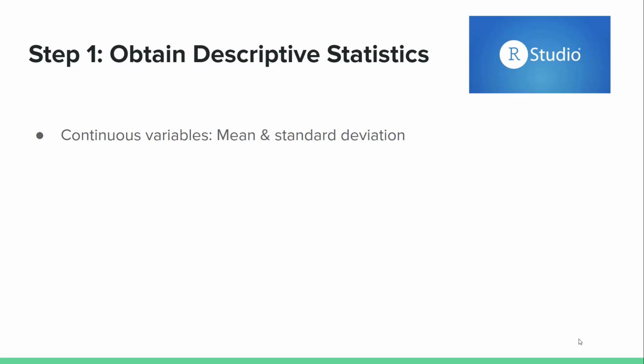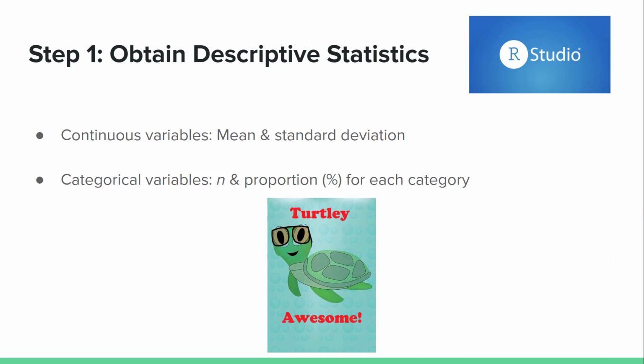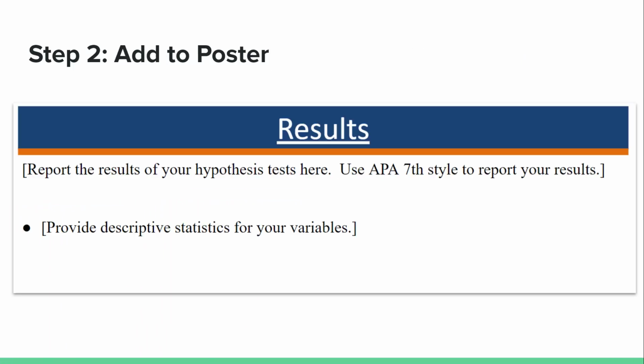Now, what kind of information do you need from RStudio? Just to rehash, for continuous variables, you want to calculate the mean and the standard deviation for that variable. And then for categorical variables, you would want to calculate n, or the number of cases that belong to each category, as well as the proportion or the percentage of the sample that belong to that particular category. And you now know how to do these in RStudio. And so go ahead and obtain these descriptive statistics.